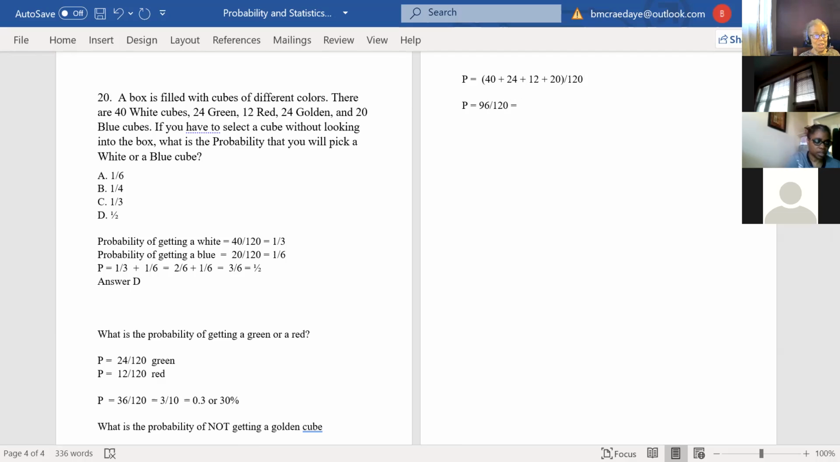Simplifying 96 over 120, it's 4/5, which is 0.8, or in percentage, 80%. You get 4/5 as a fraction. What was your least common denominator for 96 and 120? Or you could just divide it out, 96 divided by 120. That's what I did.